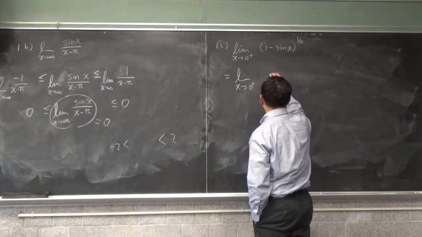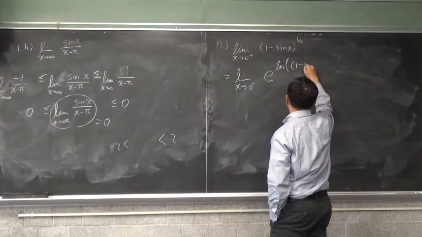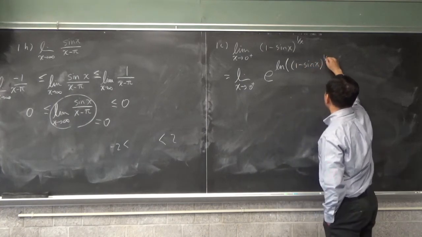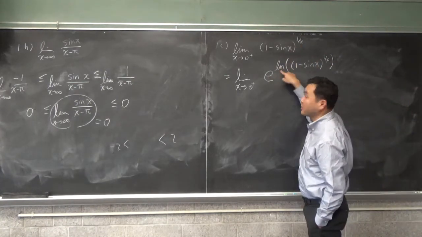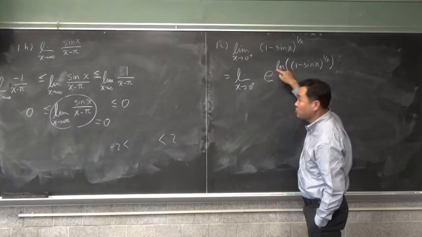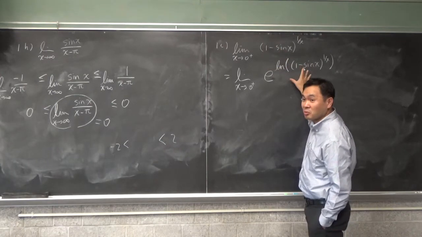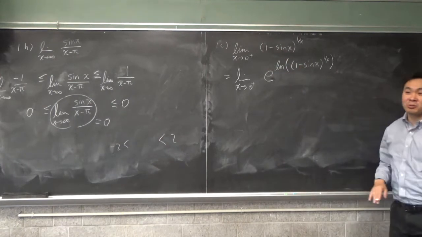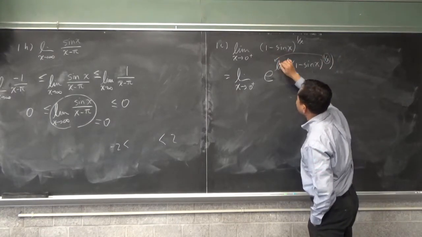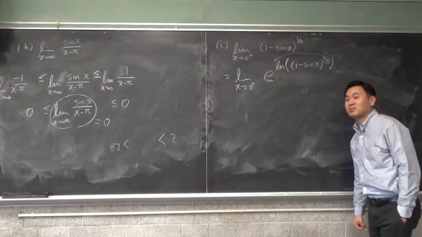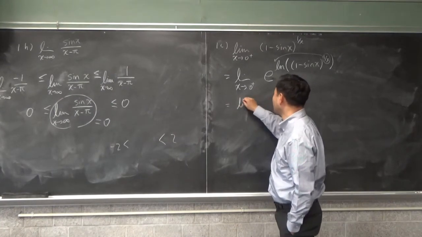So you raise everything over e with ln of (1 minus sine x) to the 1 over x. And these two things are the same because e and ln cancel, right? So I'm just rewriting this in a more complicated form. Why do I want to do that? Well, because then this 1 over x can jump over the log. What's that called? Frog over the log rule. I should copyright that terminology.